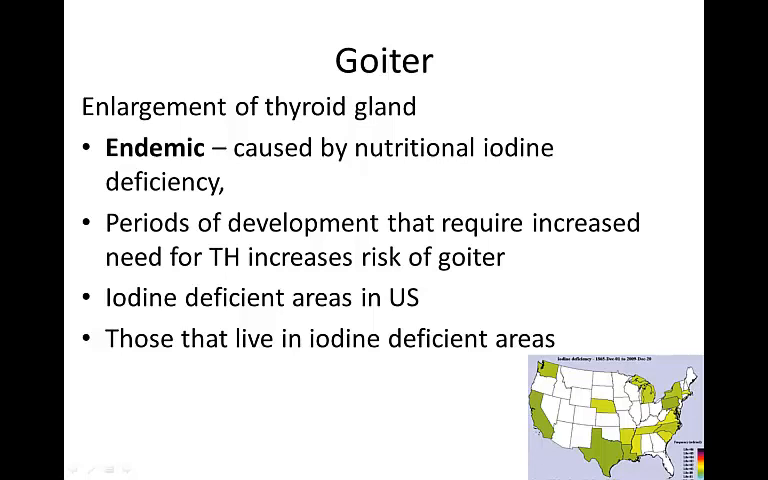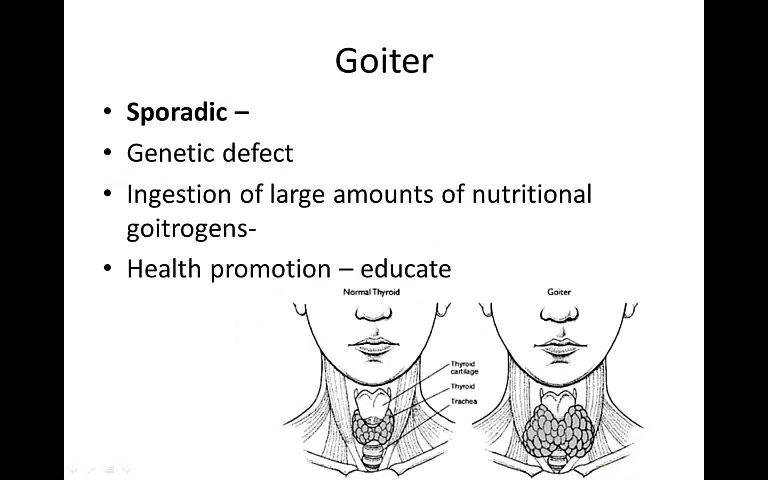Iodine-deficient areas in the U.S. have a higher incidence of goiter: the Midwest, Northeast, and Great Lakes region, and 29% of the world's population live in iodine-deficient areas. Goiter can be sporadic or not related to any geographic region, have a genetic defect component related to malfunction of iodine metabolism, or be caused by ingestion of large amounts of nutritional goitrogens, or goiter-producing substances that inhibit thyroxine production.